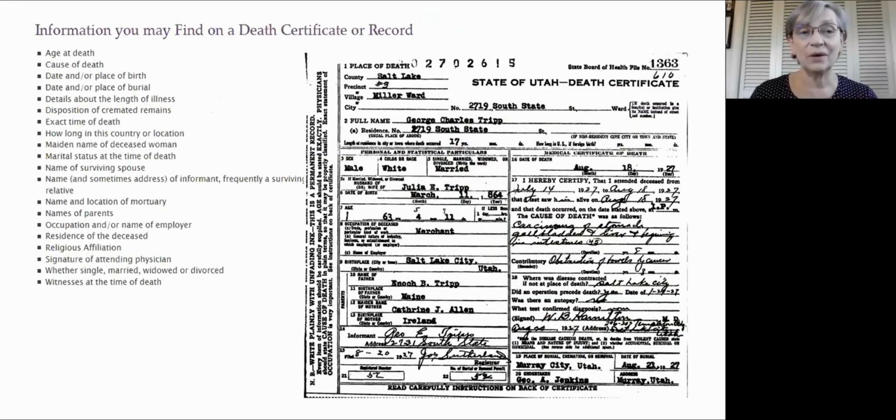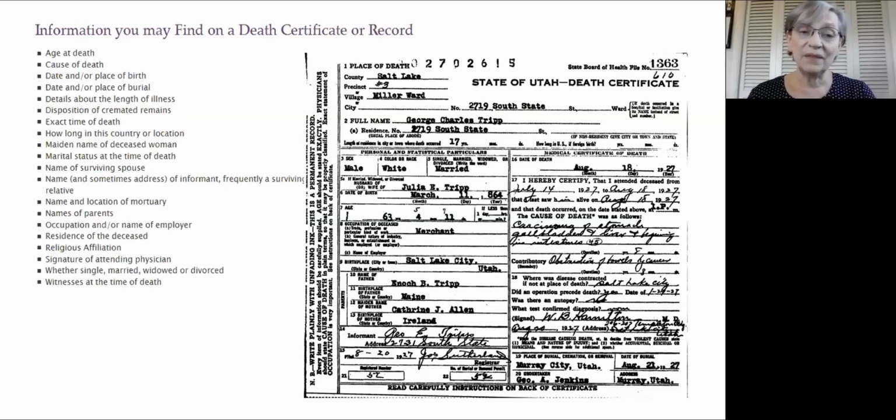Our favorite go-to is a death certificate, but not every death, of course, is going to be recorded on a death certificate. Some death certificates will have a lot more information than others. Here's a list of some of the things that you might find on a death certificate, including things such as their parents or spouse, their occupation. So a lot more than just the date of death and the cause of death.